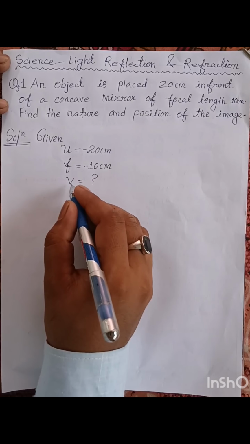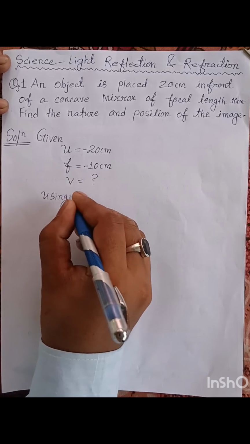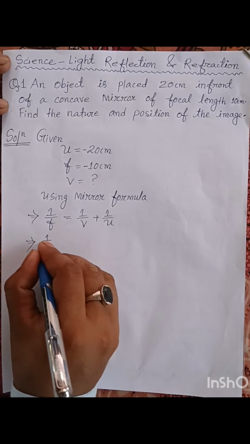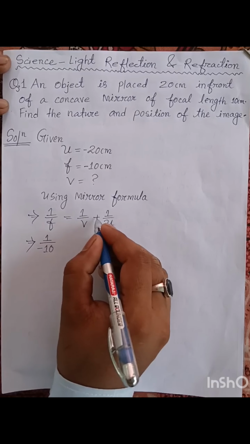So to find this v value, I will now use the mirror formula. Using the mirror formula, and we know the mirror formula is 1 by f equal to 1 by v plus 1 by u. After writing this mirror formula, now you place the values. f means here minus 10, u means minus 20. So in place of f, you write minus 10. Now plus 1 by u.